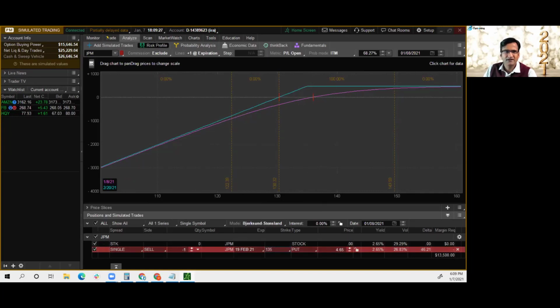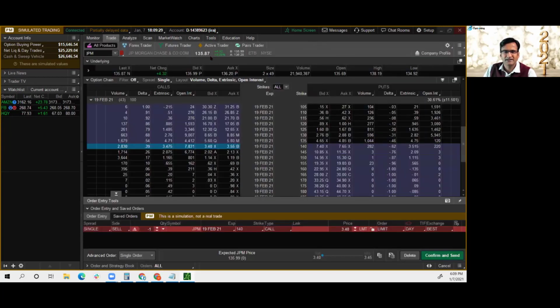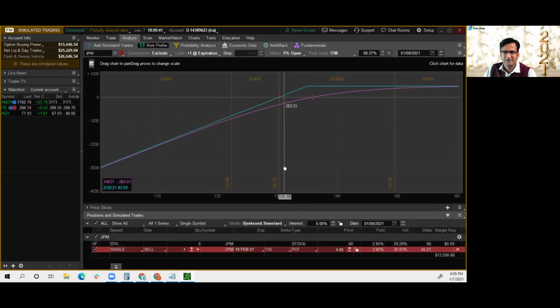So the stock is currently at 136. And I sold an at-the-money short put at 135 and have collected $4.65. So even if my direction sense is wrong and the stock goes lower, I still have some buffer. But the stock could go to 110.